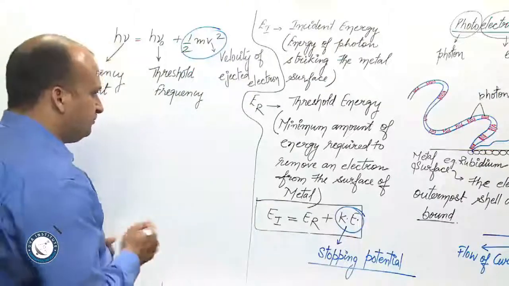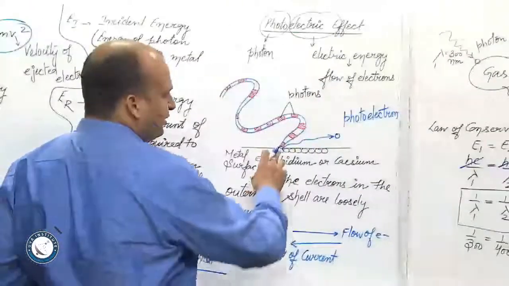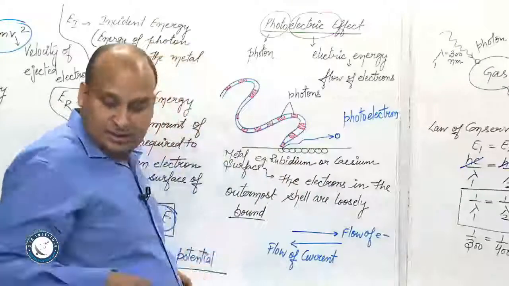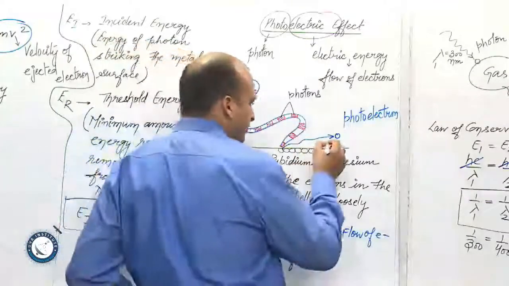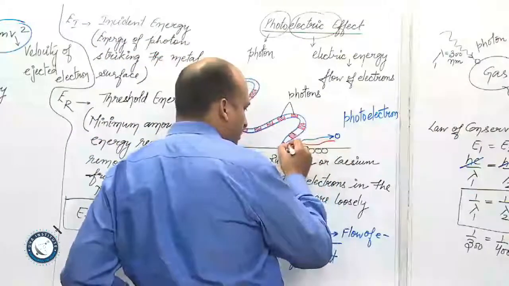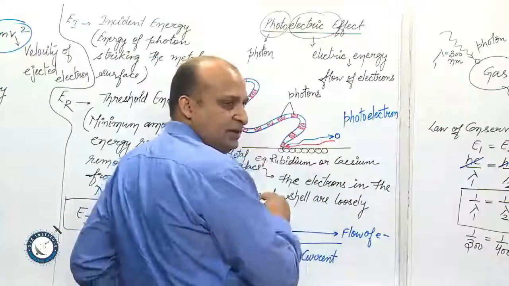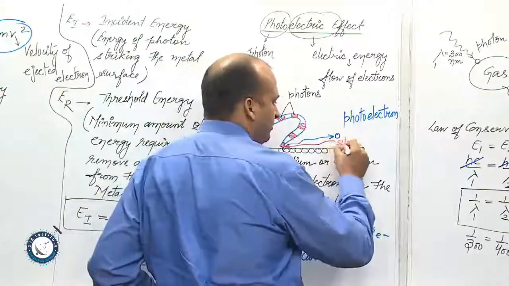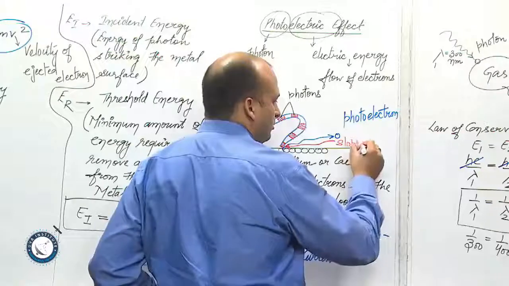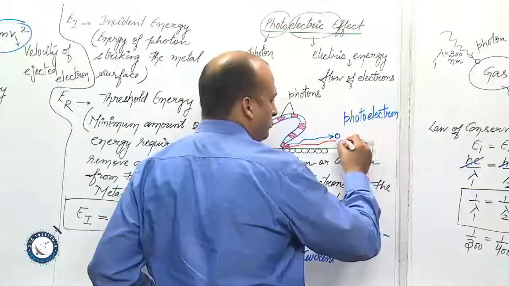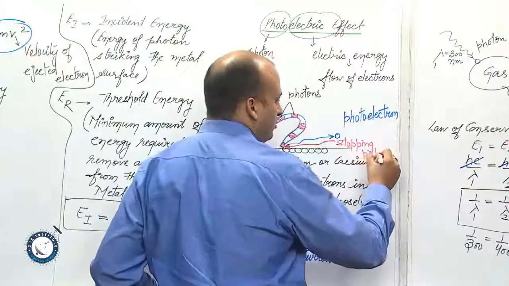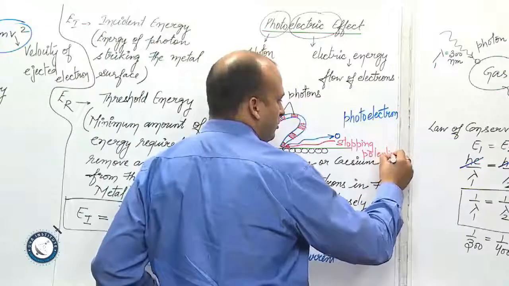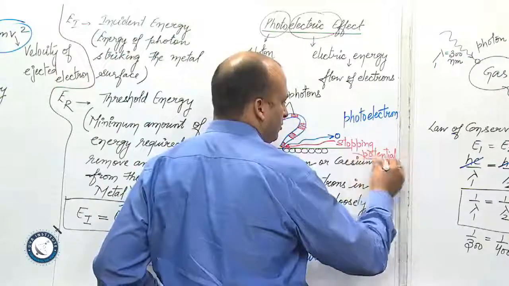But see, if the electron is moving in this side, if I apply energy on this side, so this will be stopping potential.